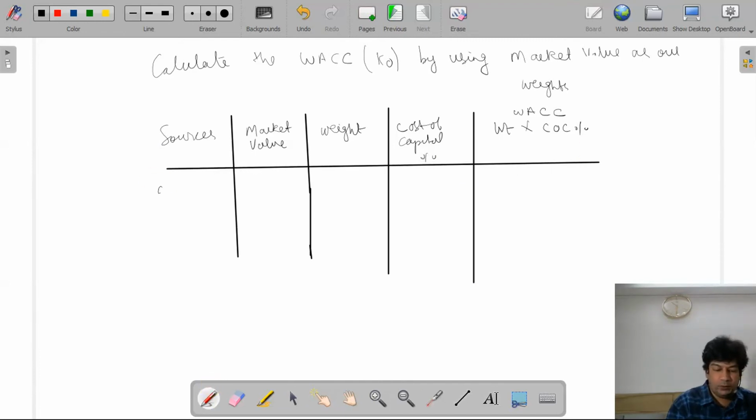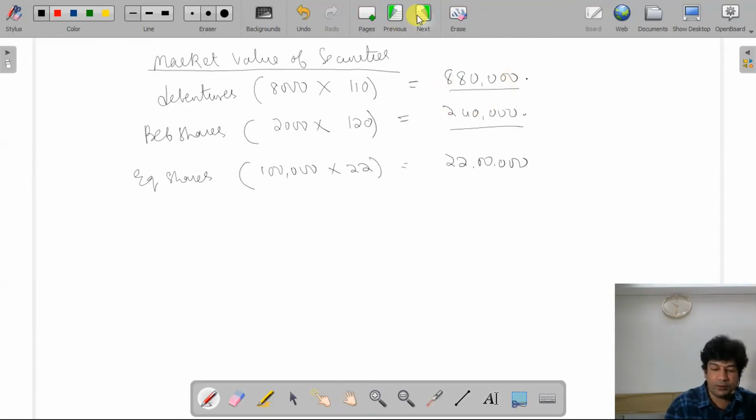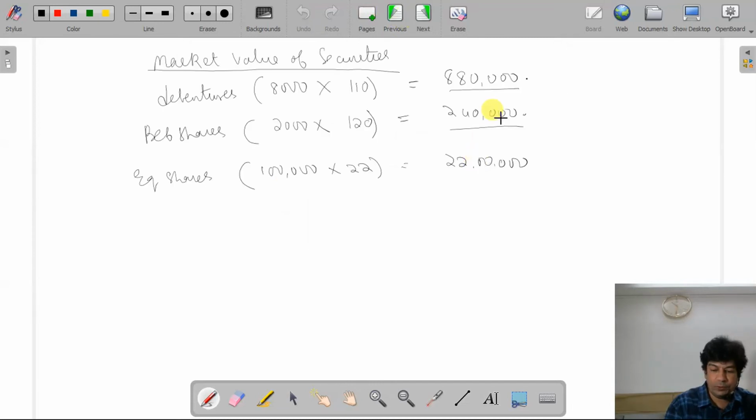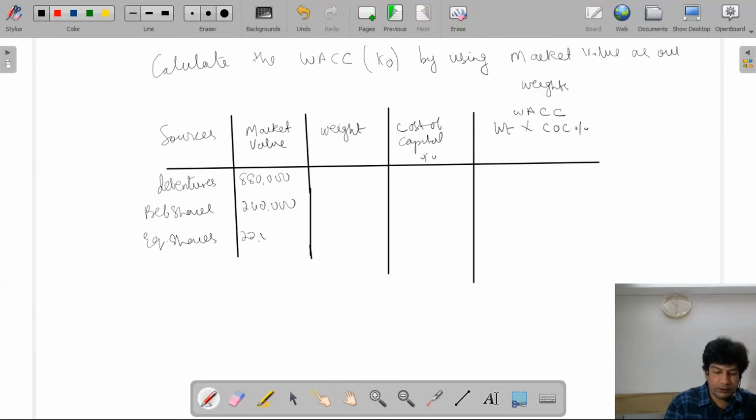So now I know that there are three sources. One is the debentures, the other one is the preference shares, and the third one is the equity shares. Market value we have found out: 8,80,000, 2,40,000, and 22 lakhs. So I will be adding the three. 8 lakh 80 plus 2 lakh 40 plus 22 lakhs, so you're going to get 33 lakh 20,000.